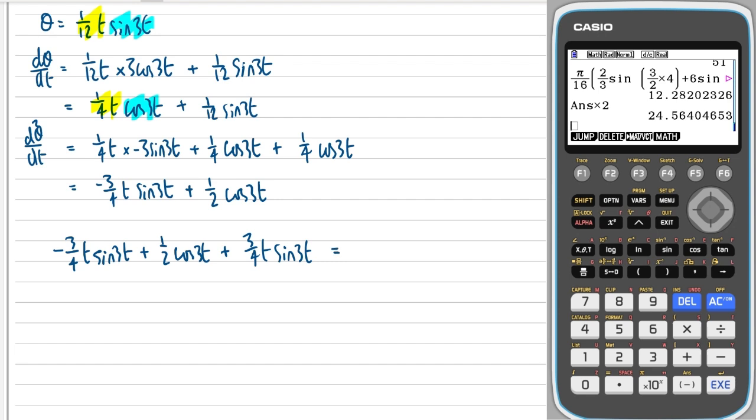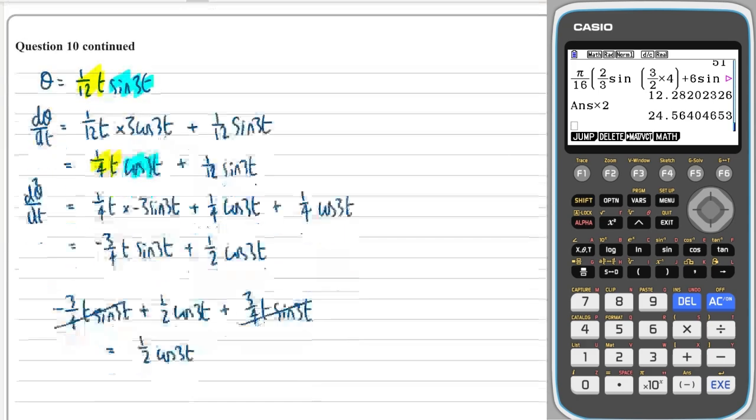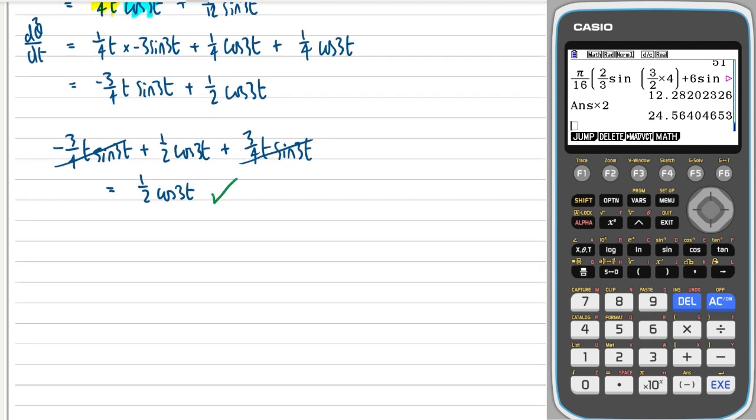and we then could write that as, well, cancel, a half cos 3t, and that is what it should equal, a half cos 3t. So that works. So tick, and you can say that theta is equal to 1/12 t sine 3t is a particular solution.